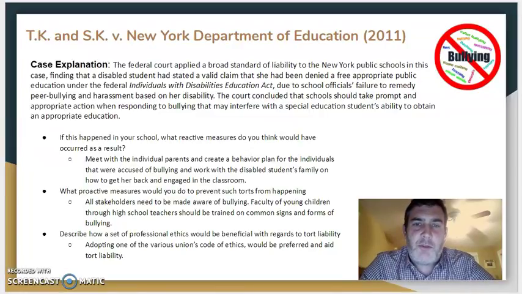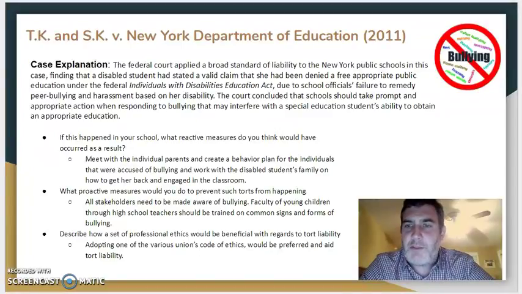What proactive measures would you do to prevent such torts from happening? They need to be aware. Bullying is a big issue, particularly now, particularly with online bullying. Faculty of young children through high school teachers should be trained on common signs and forms of bullying, particularly cyberbullying. How would a professional set of ethics help this? Adopting one of the unions' codes of ethics would be beneficial in this case, and knowing how to proceed.